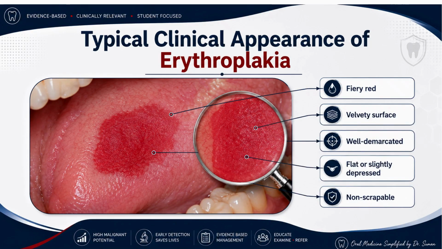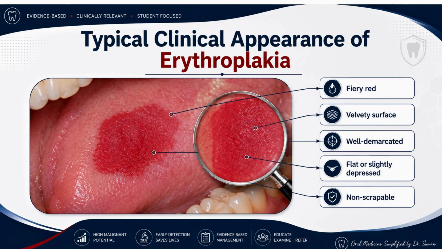Clinically, oral erythroplakia typically appears as a fiery red, velvety, well-demarcated patch or plaque. It may be flat or slightly depressed. It may be smooth or granular. It is usually non-scrapable. The margins may be clearly visible against the surrounding mucosa, and the surface may appear delicate or velvety, but the lesion does not have to look dramatic to be dangerous.